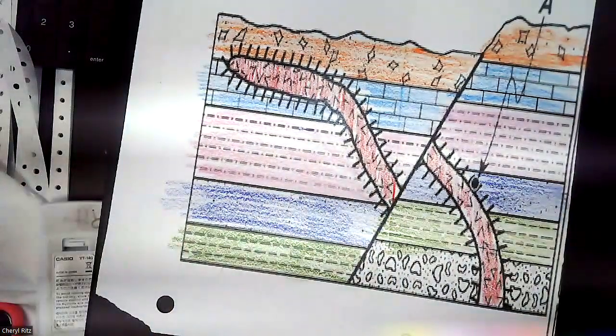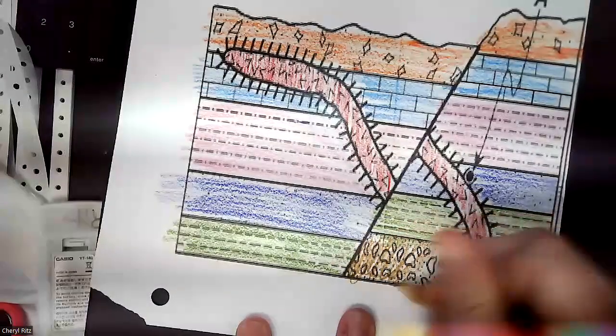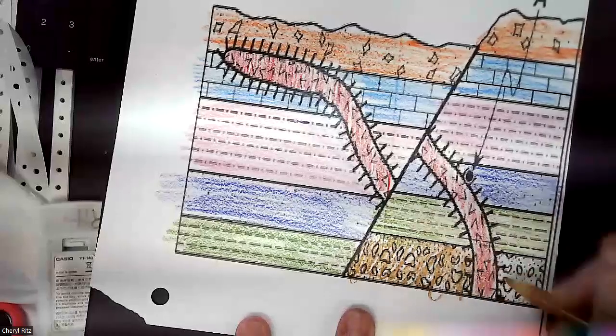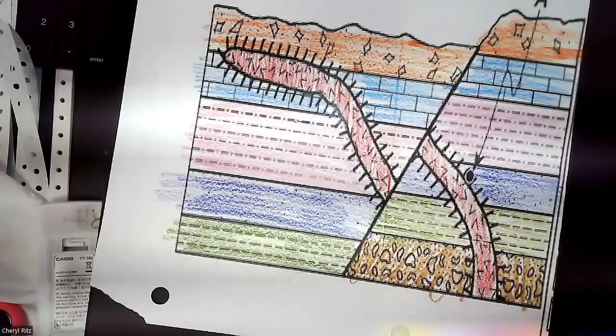I did skip the conglomerate. I was just going to leave that layer white, but if you're not good leaving it white, I can deliver one more colored pencil to you. I'm going to color that one brown. If you want to leave it white, you're more than welcome to leave it white.